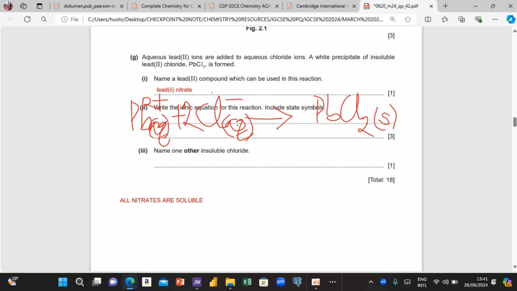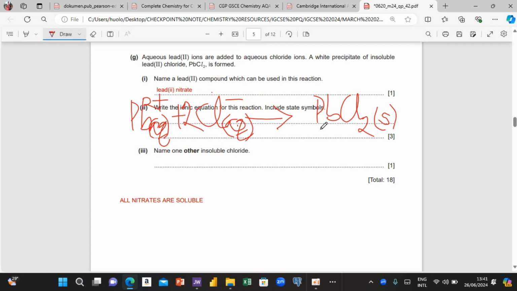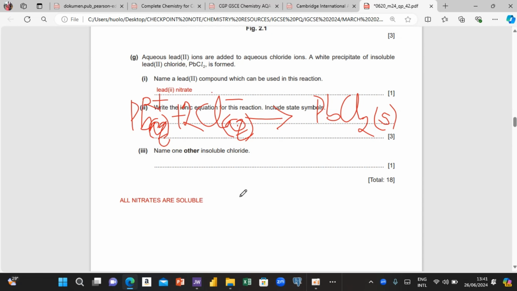So ionic equation, have no panic. Your ability to write the product correctly, 1 mark. Your ability to write the reactants correctly, the way it is, 1 mark. Your ability to include the state symbols, because they said include state symbols, 1 mark. Okay, so that's fantastic, well done.